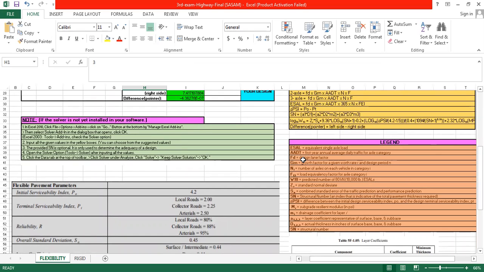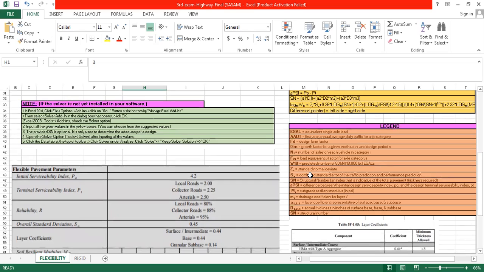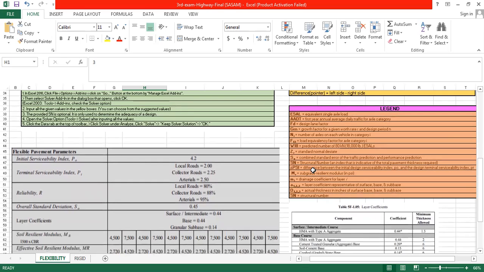ESAL stands for Equivalent Single Axle Load. AADT is the first year annual average daily traffic for axle category. The FD, which is the design lane factor, GRN, or the growth factor. The NI, or the number of axles on each vehicle in category. FEI, load equivalency factor for axle category. W18 are the predicted number of 80-kilonewton ESALs. The ZR, standard normal deviate. SO, combined standard error.